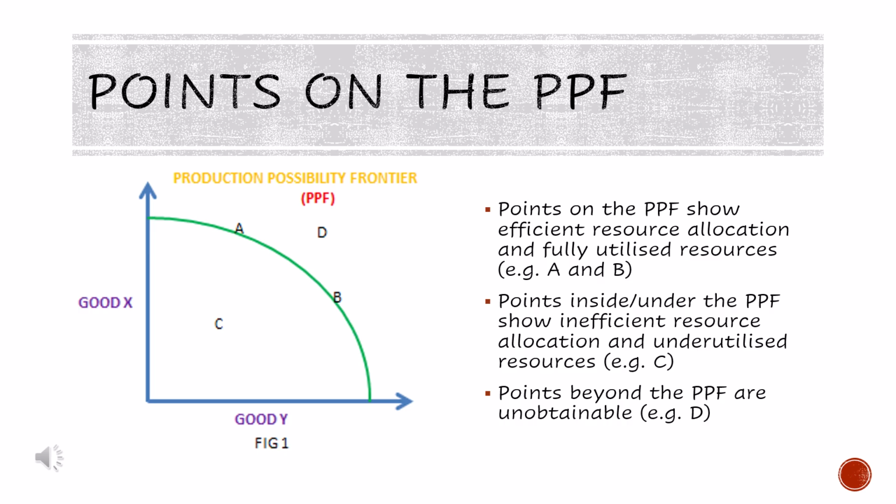I'll use this graph on the left to show the different points on the PPF and what they mean. So points A and B are on the curve, and this indicates efficient resource allocation and fully utilised resources. In other words, the economy is operating efficiently. However, if a point is underneath the PPF, it shows that resources are allocated inefficiently and so are underutilised, and this is shown at point C. Now, any points beyond the PPF or above the curve are unobtainable, and this is shown through point D.